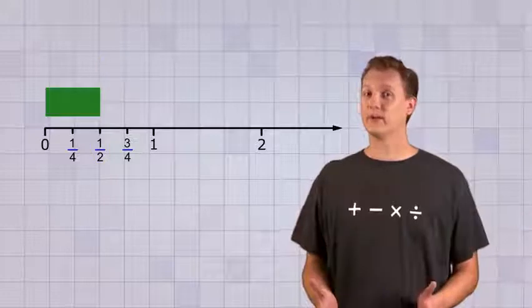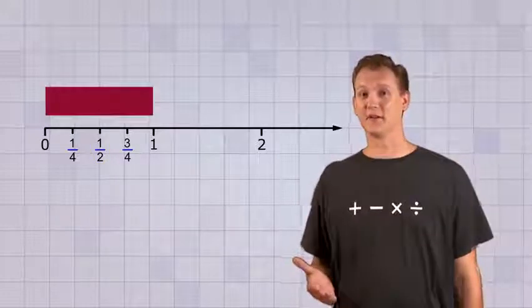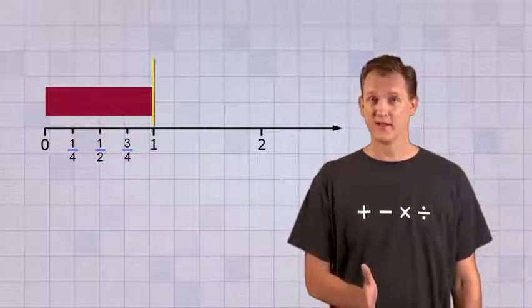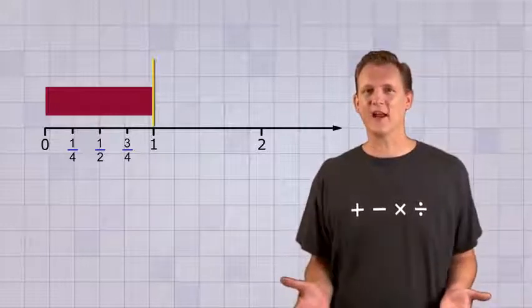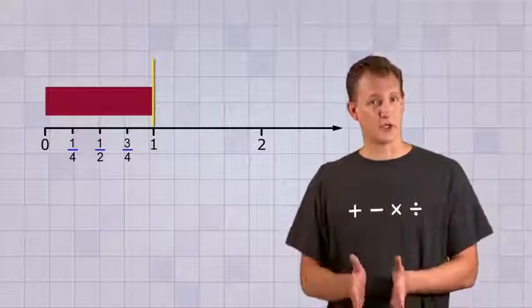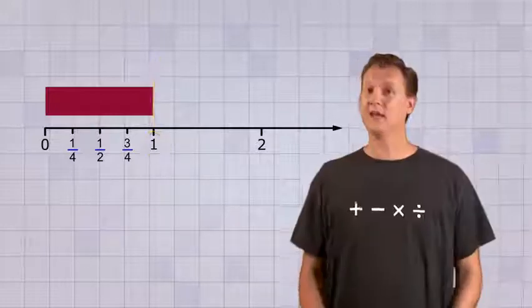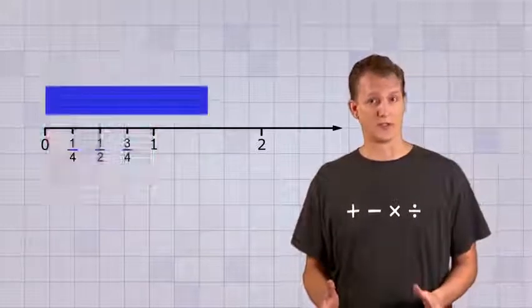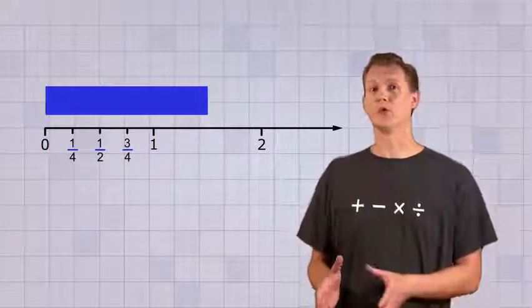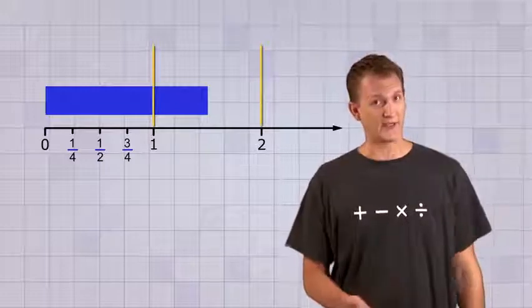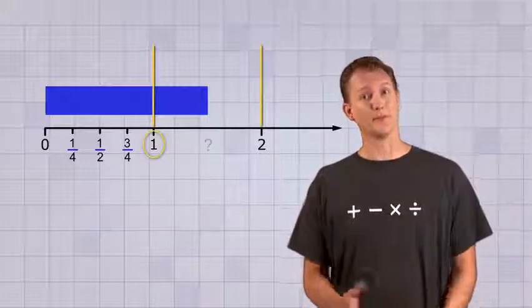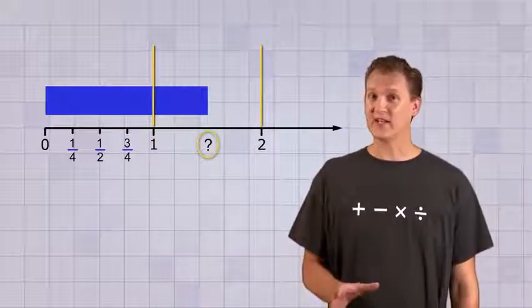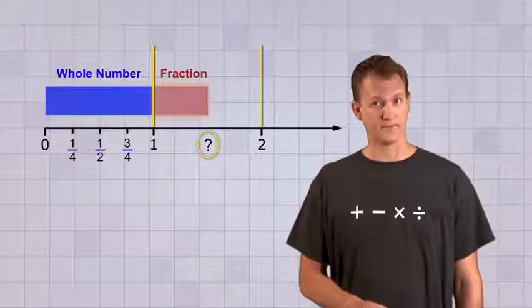Now let's measure a rectangle that's a little longer. Well look, this one lines up exactly with 1. So that's easy. We don't even need a fraction for this one. Its length is just the number 1. And now let's measure a rectangle that's even longer. Now this one falls somewhere between the whole numbers 1 and 2. To write its length, we're going to need the number 1 plus a little bit more. So that means we're going to need a whole number and a fraction.